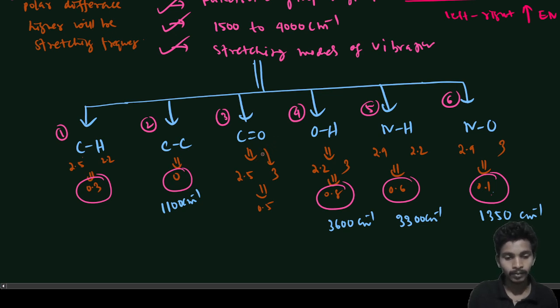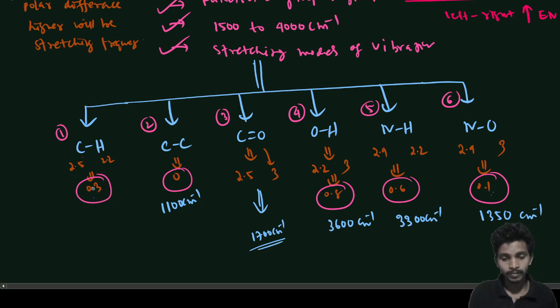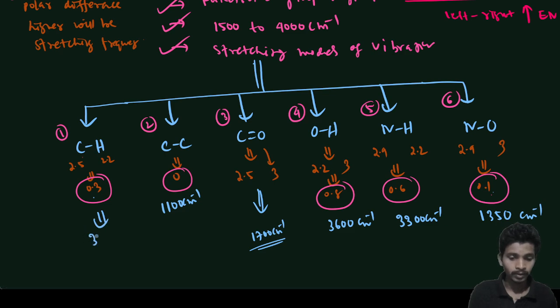See here, C double bond O is there, so its polar difference you will get nearly 700 centimeter inverse. Okay, and for here this polar difference is 0.3. For this some other region is there, so here the IR data is nearly this value, and for this value 0.3. Okay, so this is going to give something about 3000 centimeter inverse. Okay, so from this polar difference we get the idea about what should be this IR value.